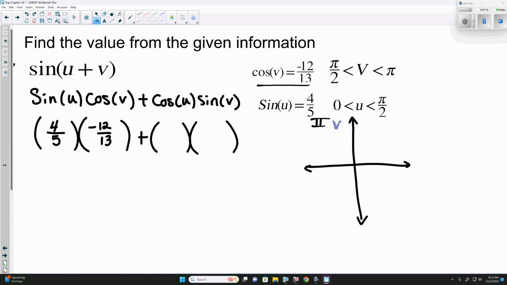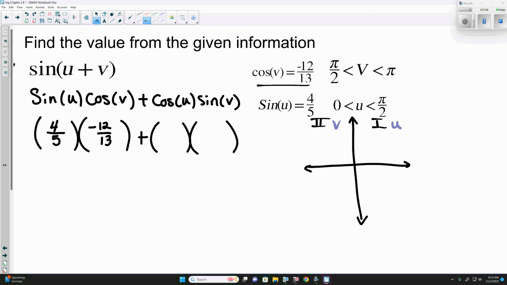Okay. Now, u is between 0 and pi over 2. So u is over here in quadrant 1. We're good with everything so far.